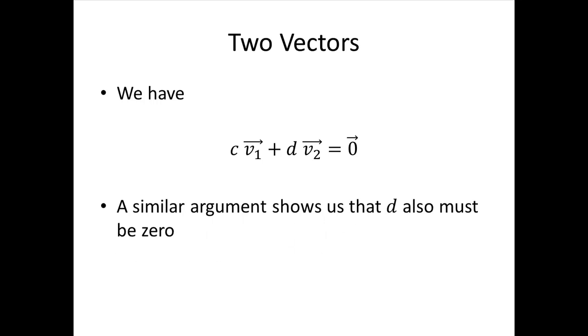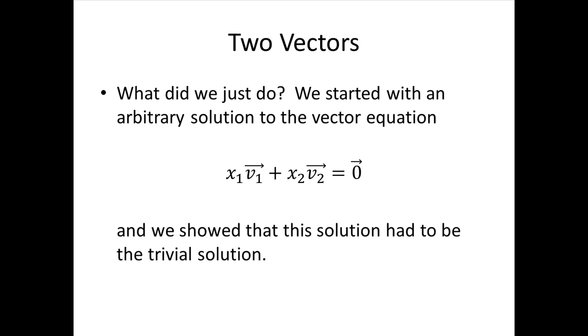So that can't happen. So c must be 0. Remember, what we just did was we said if c is not 0, we get a contradiction. If we assumed that c was not 0, we would end up with v1 being a multiple of v2, which we assumed wasn't the case. We can do the same thing to show that d also must be 0. We would just solve for the other vector and divide both sides by d. So that means that both c and d must be 0. So we started with an arbitrary solution. We didn't know anything about the solution to this vector equation, other than it was a solution. And we showed that it had to be the trivial solution.